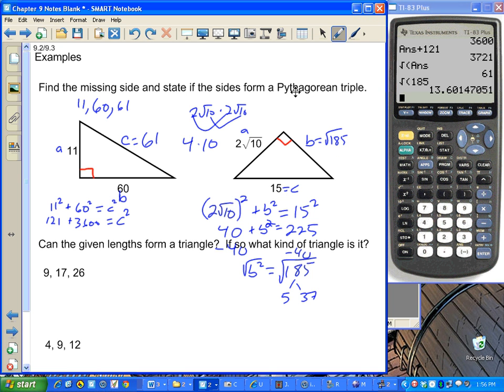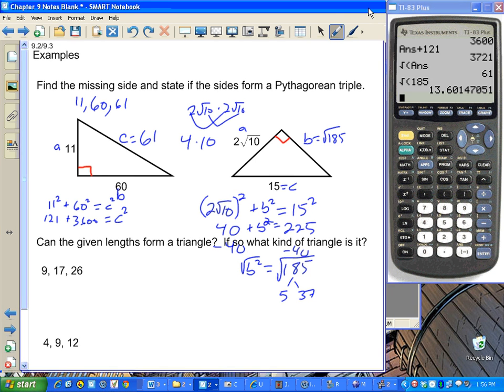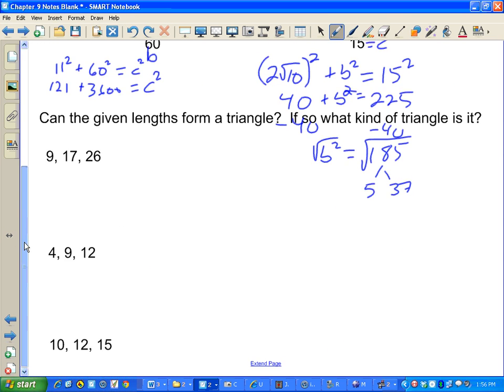Okay, now this is not a Pythagorean triple because this is not a whole number, and that's not a whole number. So it's not a Pythagorean triple. Okay, so that's using Pythagorean theorem to find missing sides of right triangles. Now let's use it to classify some triangles.